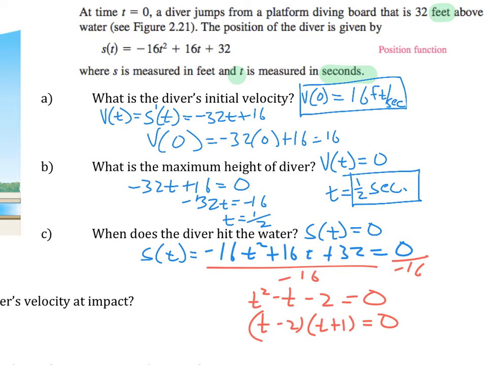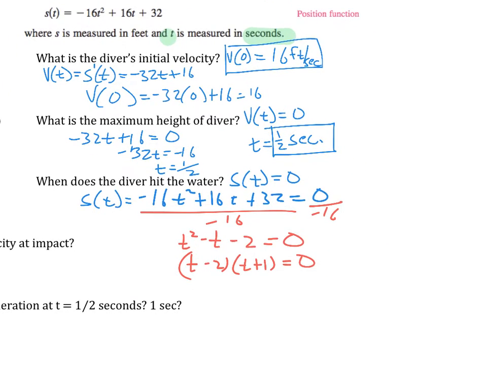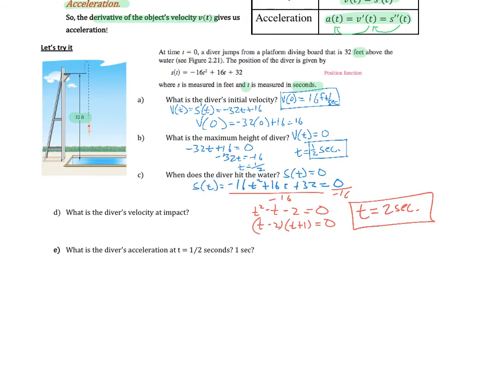So the times are, here we got 2 seconds and negative 1 seconds. Well, we don't want negative time here, so the answer we're going for is t equals 2 seconds. That's when the diver will hit the ground. All right? Well, what's the velocity at that 2 seconds?